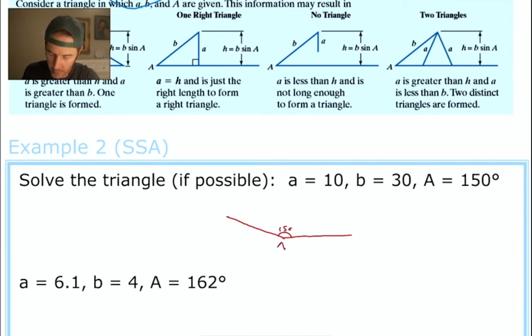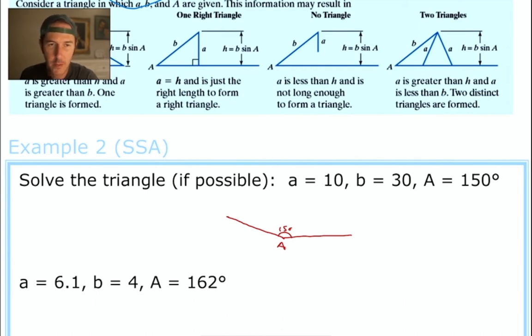Okay, so this is angle measure A, and side A is going to be across from angle measure A. So really side A is hopefully going to be over here. So if you drew all of that, hopefully you drew it with pencil, because some of it you're going to have to modify. We also need to talk about side B.